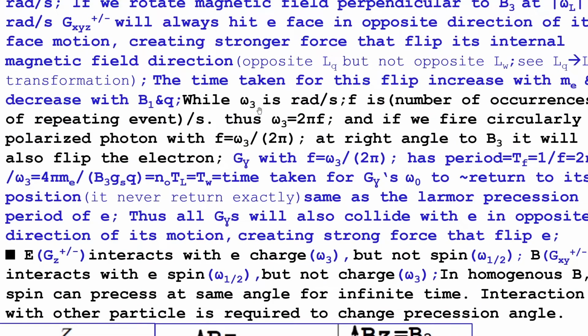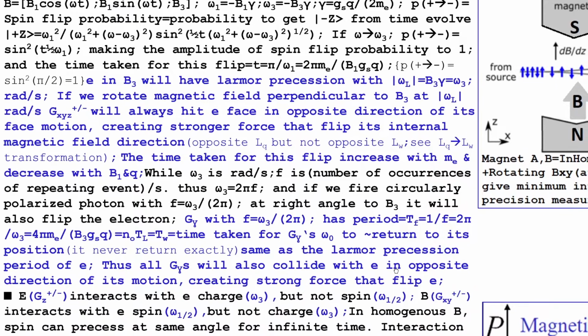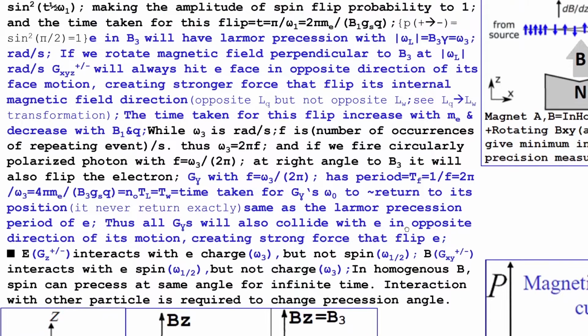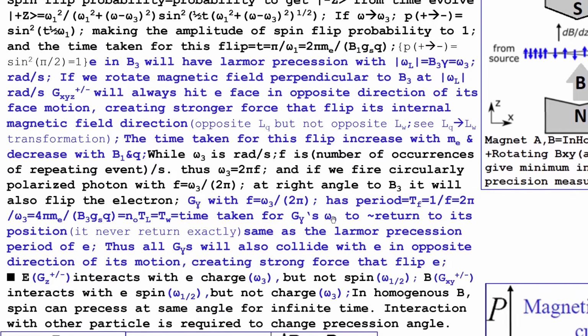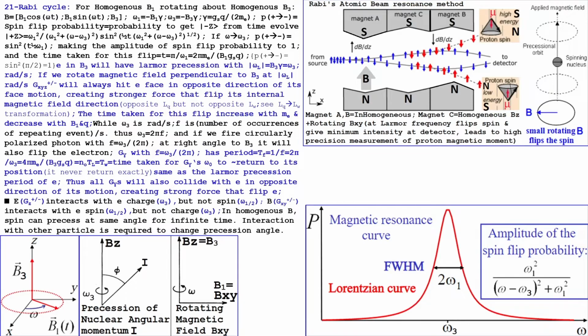If we rotate a second external homogeneous magnetic field, perpendicularly to the first, such that its direction returns to its initial direction each T sub W seconds, then its emitted G sub xy will always hit the electron face in an opposite direction of its motion, creating a strong force that flips the electron internal magnetic field, or its L sub q. As expected, the time taken for this flip is proportional to the electron mass, and inversely proportional to the electron charge, and to the rotating magnetic field magnitude.